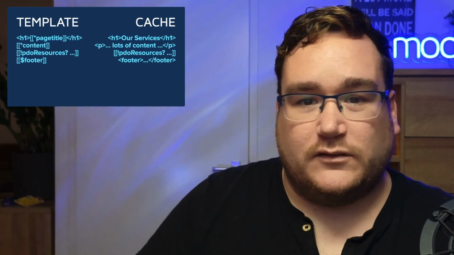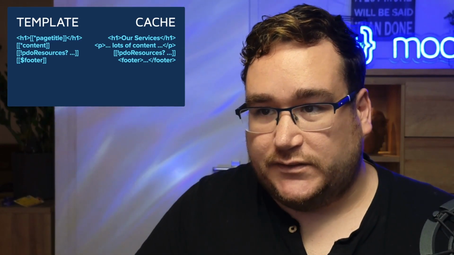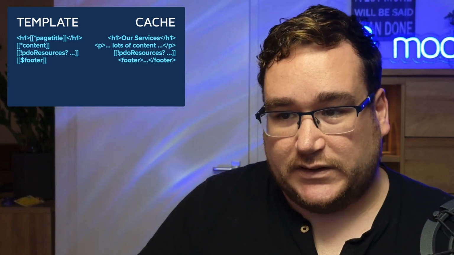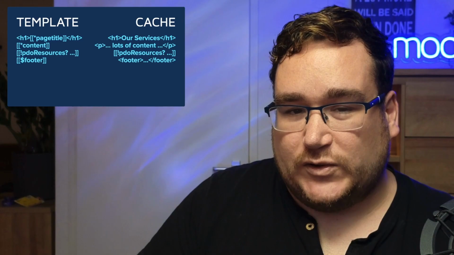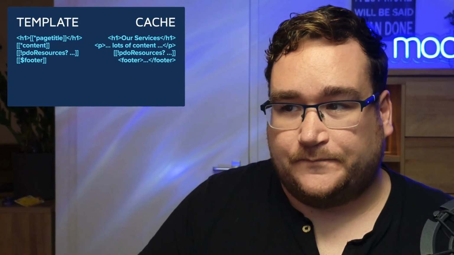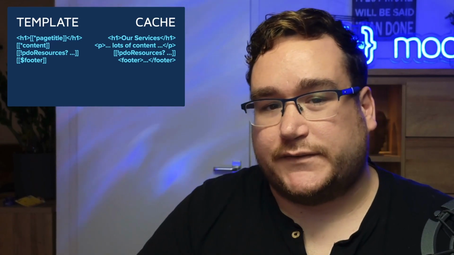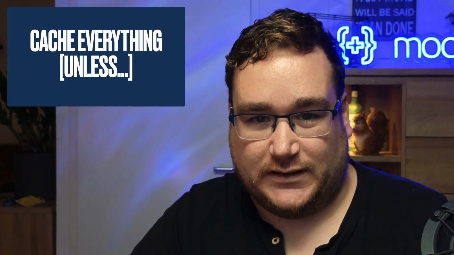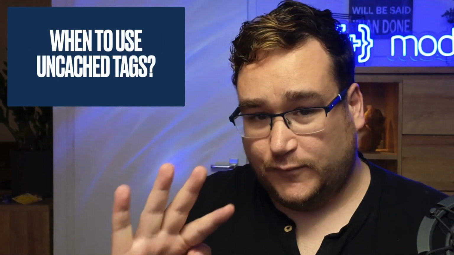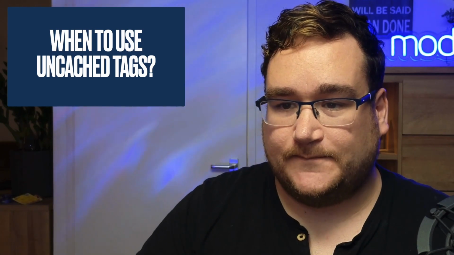So we know how to mark something as cached or uncached. We know where the cache goes, and that is resource specific. So when do we use which? That's really the most important question here. As a rule of thumb, cache everything, unless you have a very specific reason not to. There are 4 main rules to keep in mind to determine if something should be uncached or not.